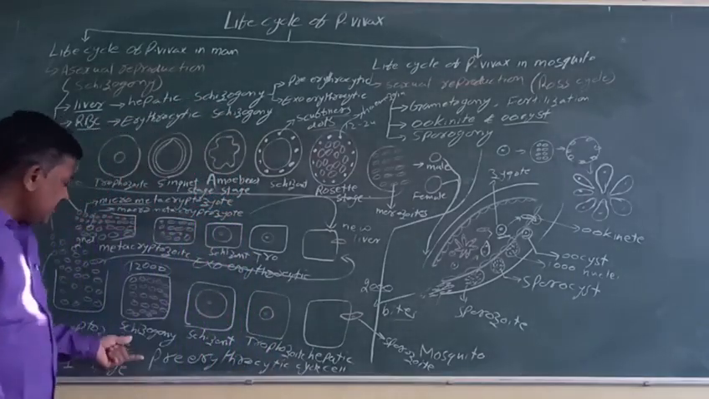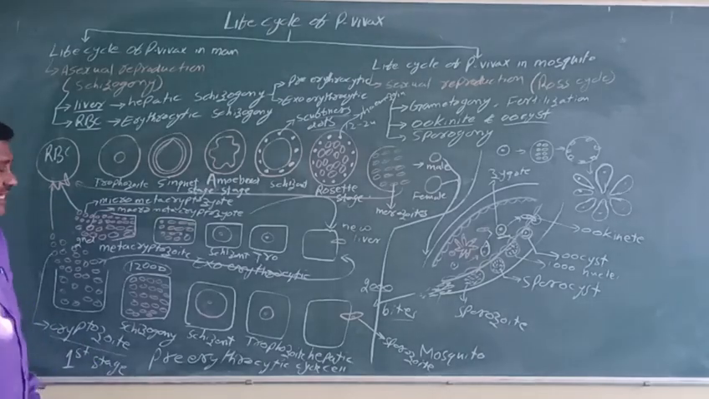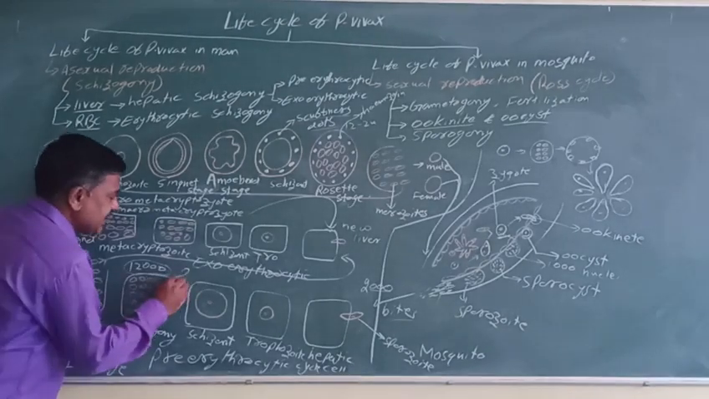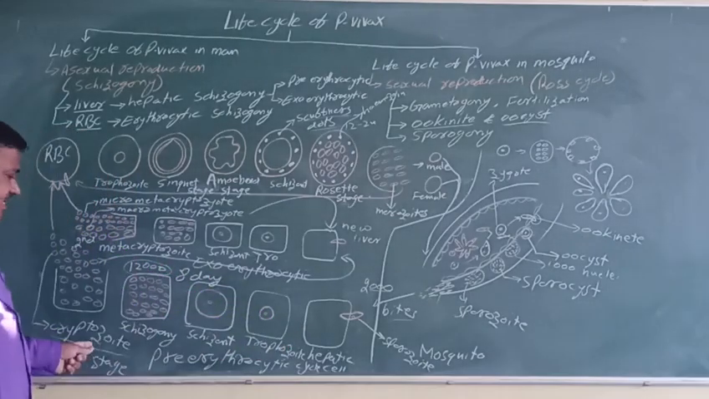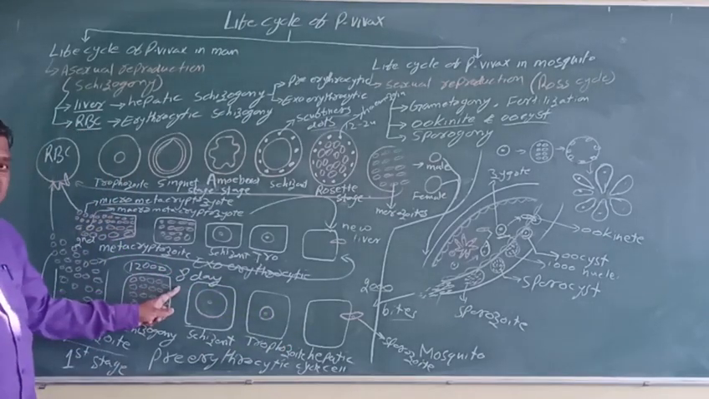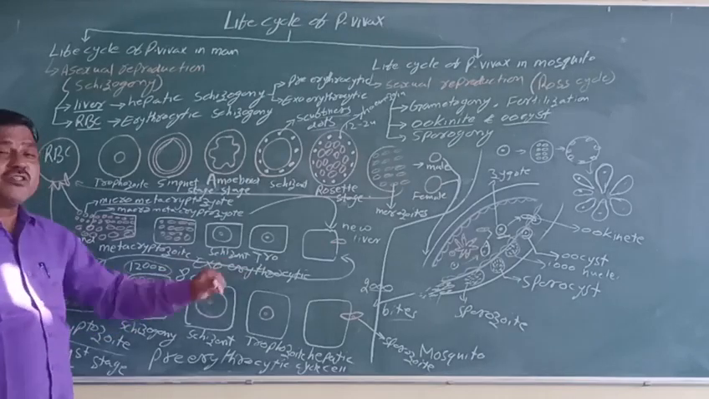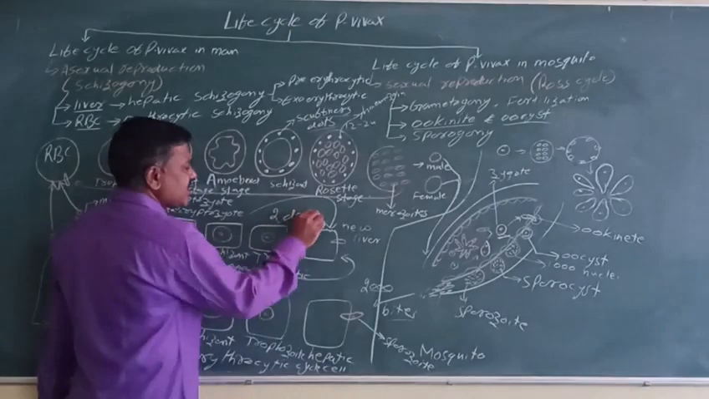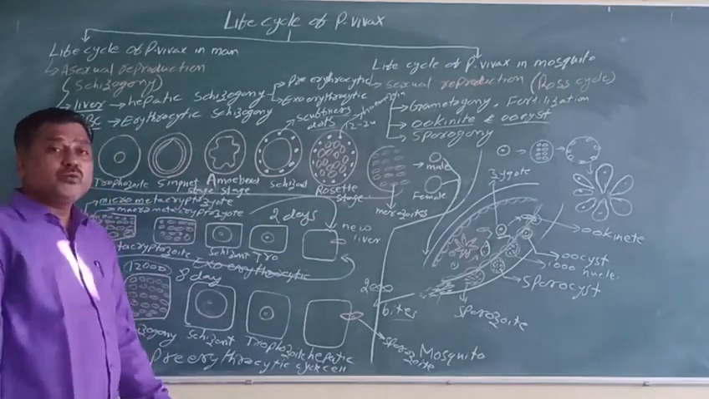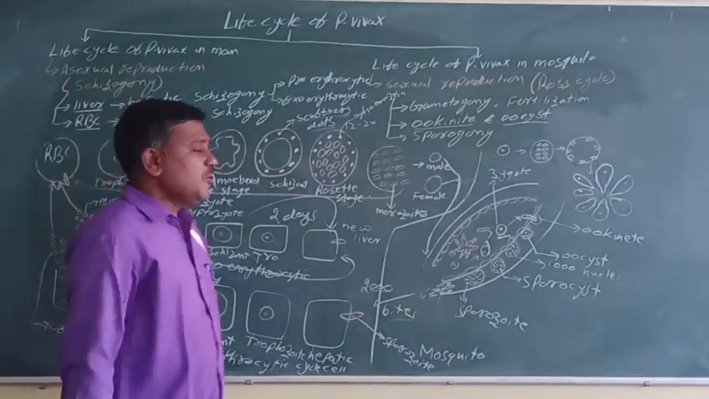Now, in human beings, this pre-erythrocytic cycle is completed in 8 days. To complete this pre-erythrocytic cycle, how many days does it require? It requires 8 days. Now, the exoerythrocytic cycle is completed only in 2 days. Clear? Now, two more words are there.